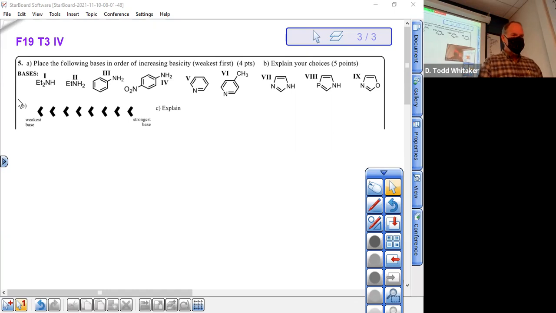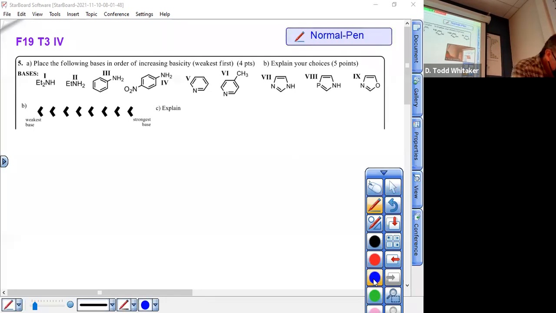So I know in my last video I started with the worst base. Why don't I start this video with the best base? It'll be number 1. Let's draw the conjugate acids down here. And if they're stable, that means the base wants to make them. NH3 plus.